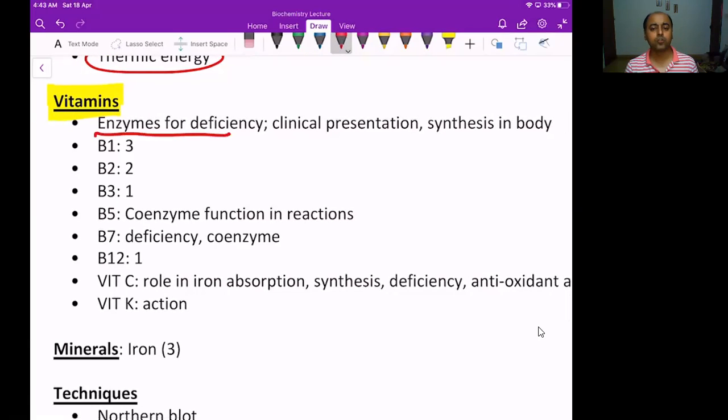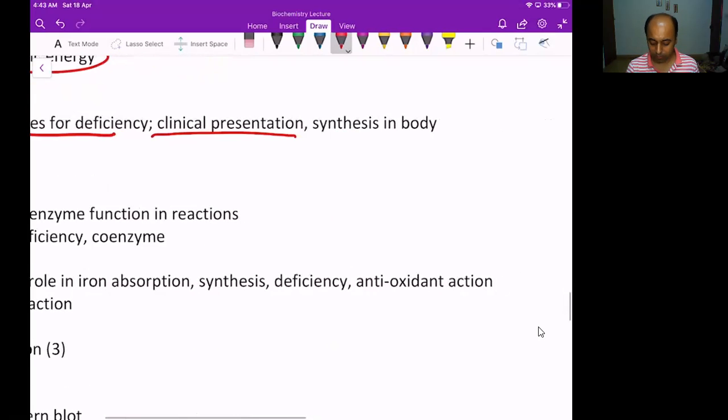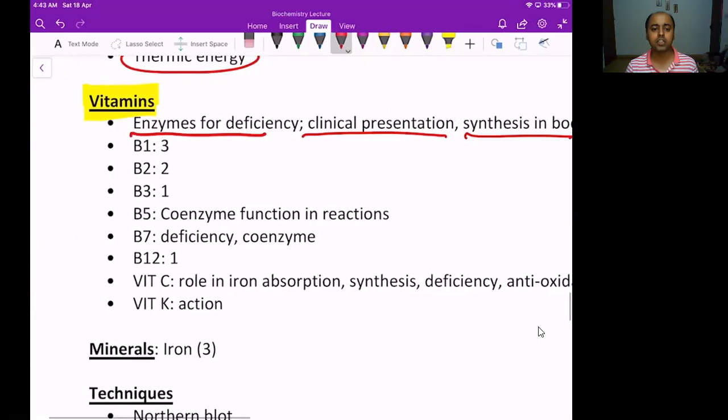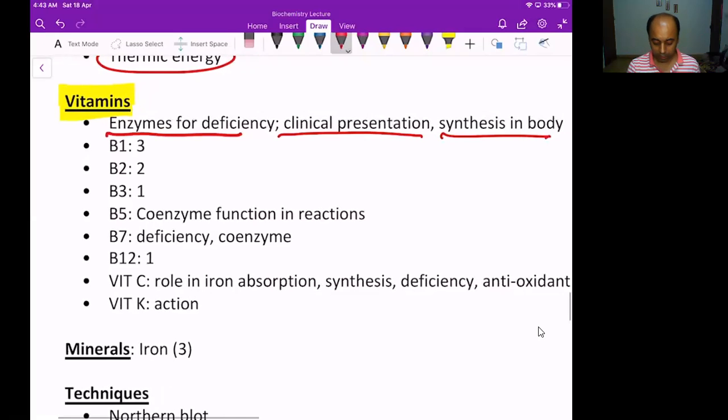Enzymes which are used to identify deficiency of the various vitamins. What are the typical clinical presentations for the deficiencies, and which vitamins are synthesized in the body? Three questions were asked from vitamin B1, two of them were clinical cases.